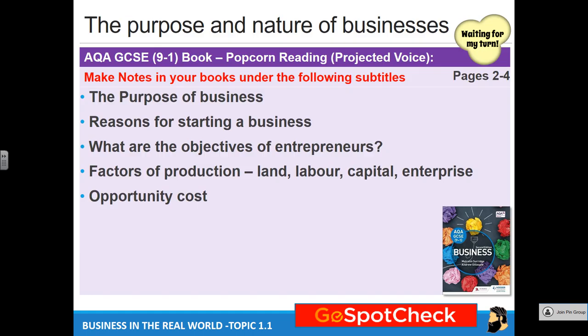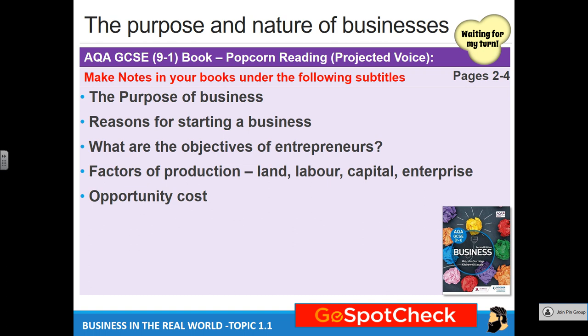We're now going to go on to this book. Now, most of what I'm going to talk to you about in most of these lessons, especially what I'm planning to gear towards year 9 and year 10, most of year 10, is going to be based around this book here.